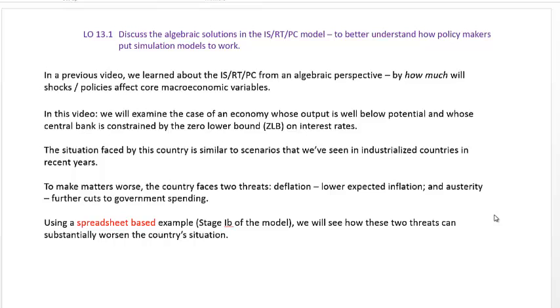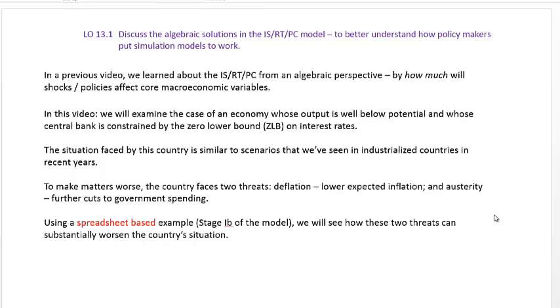In a previous video we learned about the ISR-TPC from an algebraic perspective, and by solving out the model we learned by how much shocks and policies will affect core macroeconomic variables. So in this video we're going to examine the case of an economy whose output is well below potential and whose central bank is constrained by the zero lower bound on interest rates.